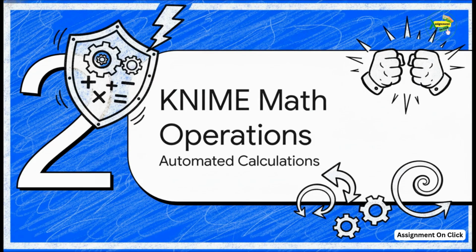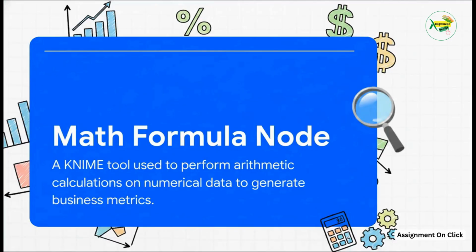Let's move into section 2, mastering KNIME math operations for automated calculations. Meet your new best friend, the math formula node. This is a dedicated tool used to execute arithmetic calculations right across your numerical data. Instead of manually dragging formulas down an endless spreadsheet, this node acts as your automated engine for generating critical, scalable business metrics like revenue and profit.